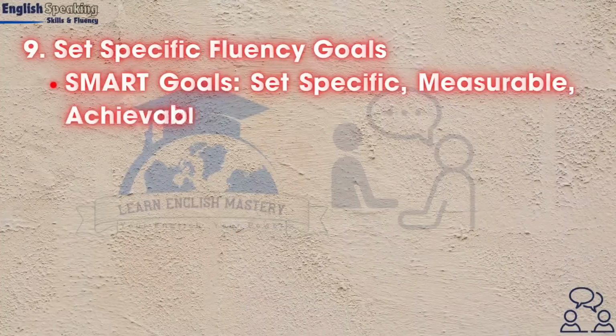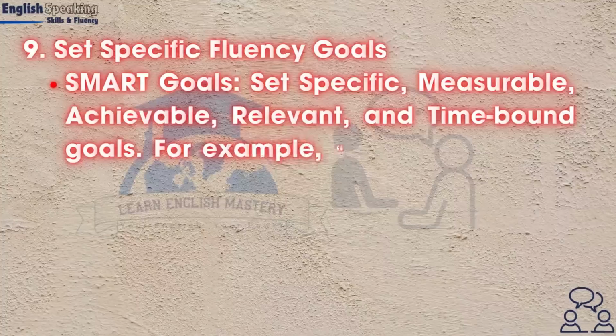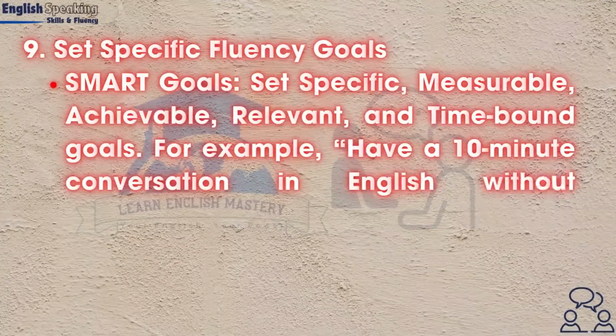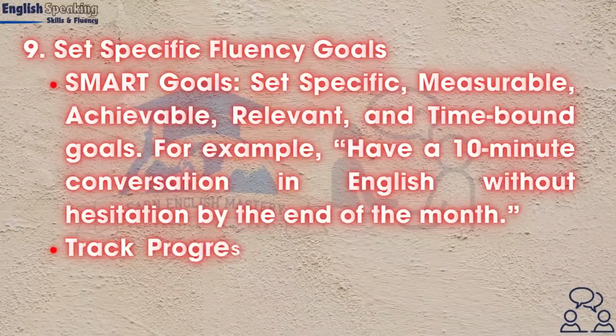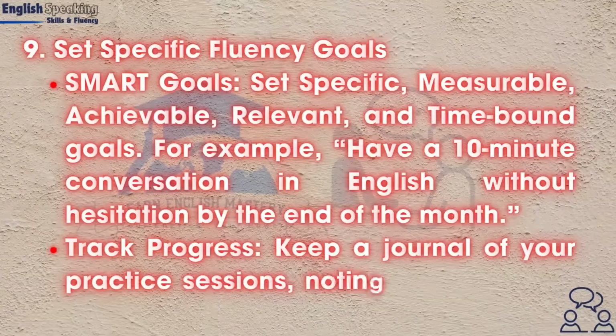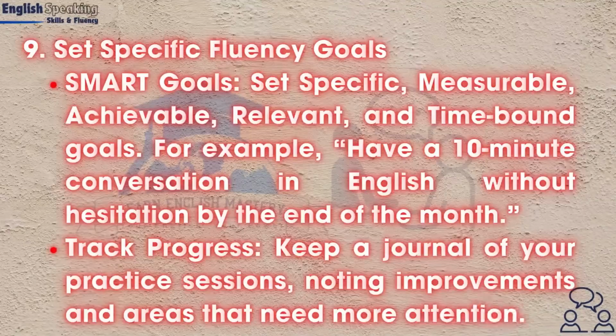9. Set specific fluency goals, SMART goals. Set specific, measurable, achievable, relevant, and time-bound goals. For example, have a 10-minute conversation in English without hesitation by the end of the month. Track progress. Keep a journal of your practice sessions, noting improvements and areas that need more attention.